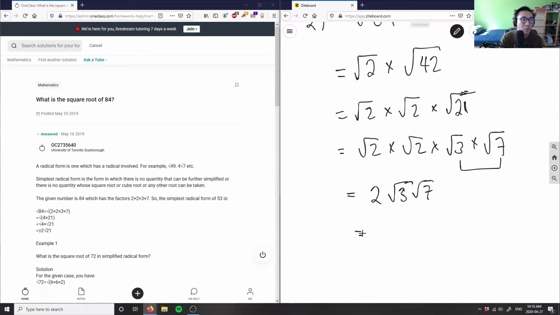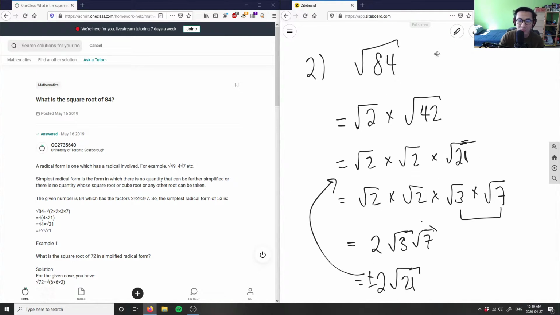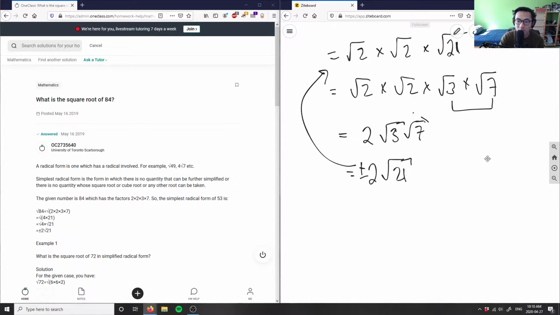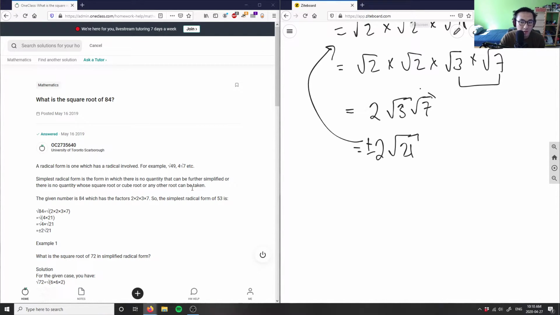But however, I only want one radical and one integer in my answer, so I have to convert this back into root 21. So this would be 2 root 21, or plus or minus 2 root 21 here is the correct answer, because I'm multiplying 3 and 7 to get back this guy here. So this here is our correct answer for the simplified radical form of root of 84. It's 2 root 21, or plus or minus 2 root 21.